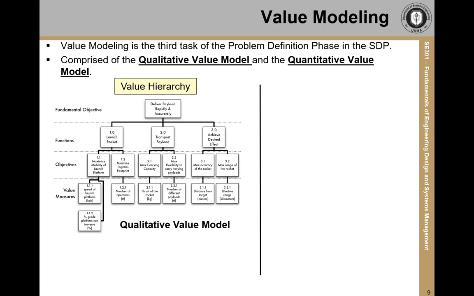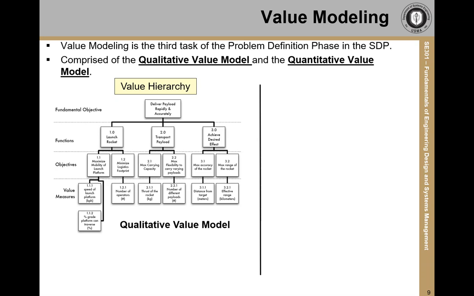And as you can see on the left-hand side of your screen, if we're talking about the rocket and delivering a rocket payload, we have a fundamental objective followed by nested functions in that verb-object form, then objectives and value measures. I'll go into more depth on these, but essentially, we want to spell out what our system needs to accomplish at a high level. That's our fundamental objective. Then we have our functions that support the fundamental objective. In this case, launch the rocket, transport the payload, and achieve the desired effects.